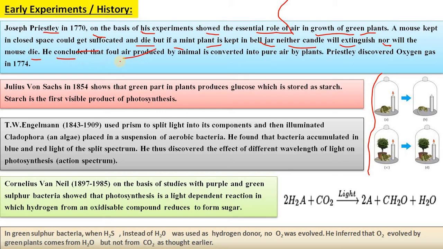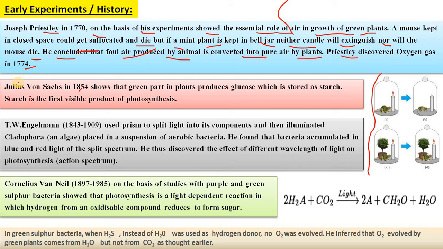And he concluded that the foul air produced by the animal is converted into pure air by the plants. Priestley discovered oxygen gas in 1774. Next, using a similar setup to Priestley's, but placing it once in the dark and once in sunlight, Jan Ingenhousz (1730 to 1799) showed that sunlight is essential to the plant process that somehow purifies the air fouled by burning candles or breathing animals.